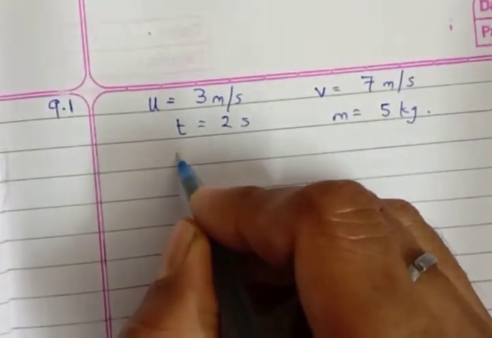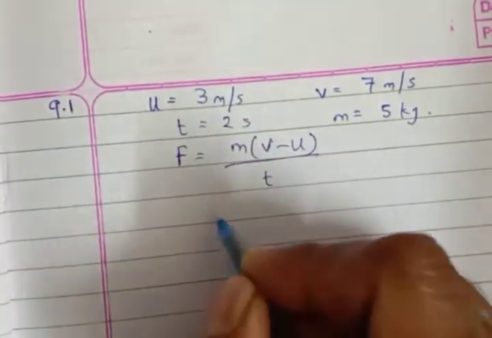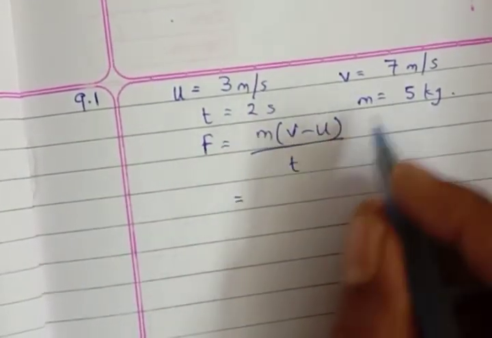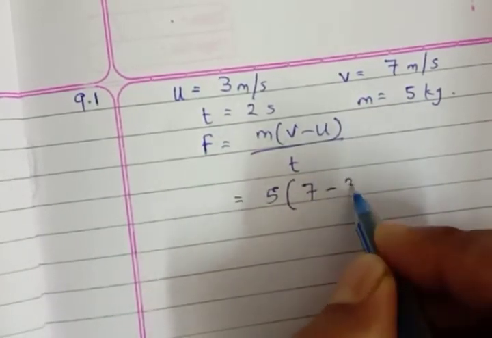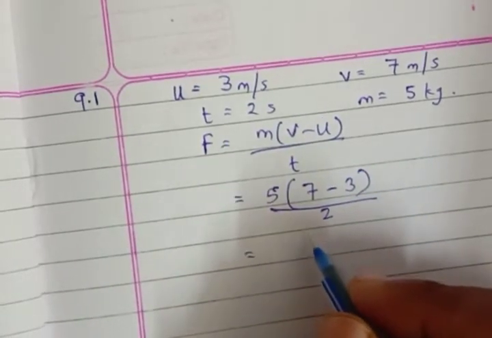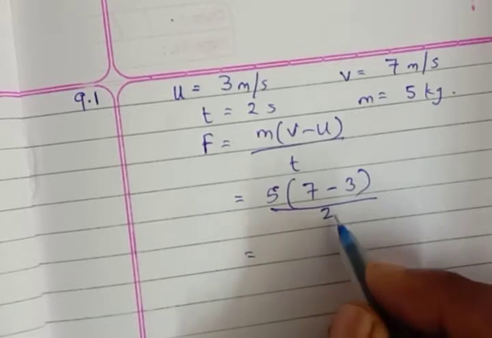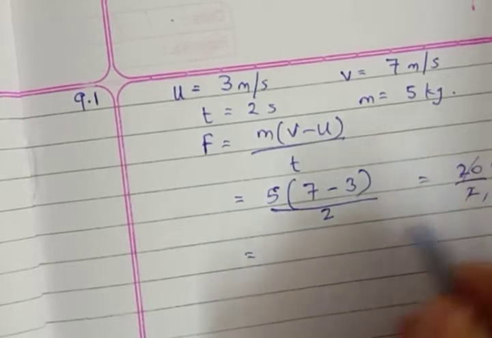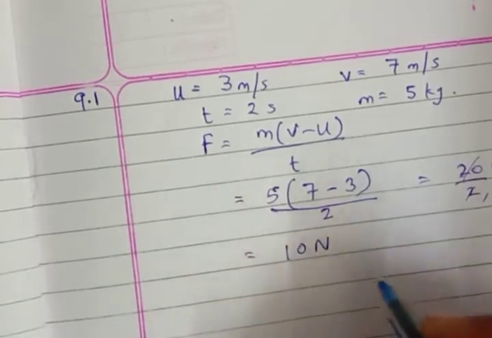Now we know the formula, F equal to m into v minus u by t. You have to remember this formula. Now you have to put values, okay? M is 5 kg, v is 7, u is 3, time t is 2 seconds, right? Now if you solve this, 5 4s are 20, okay, this will be 20 by 2. So if you cut, the magnitude of force will be 10 Newton, right? You have to write the unit.